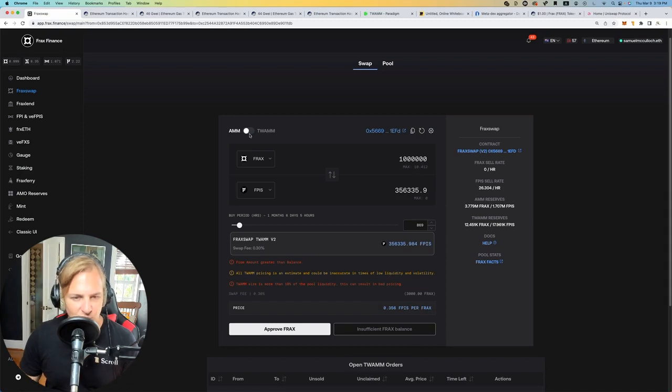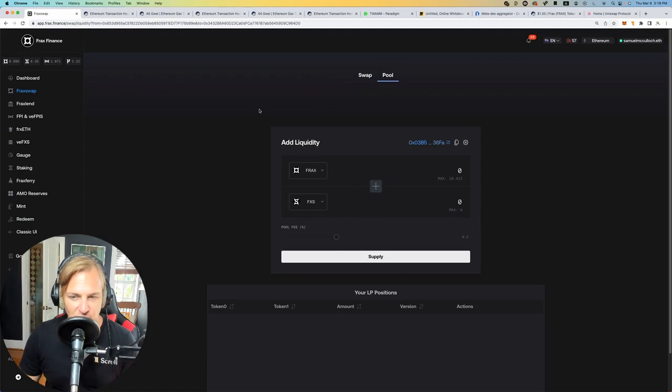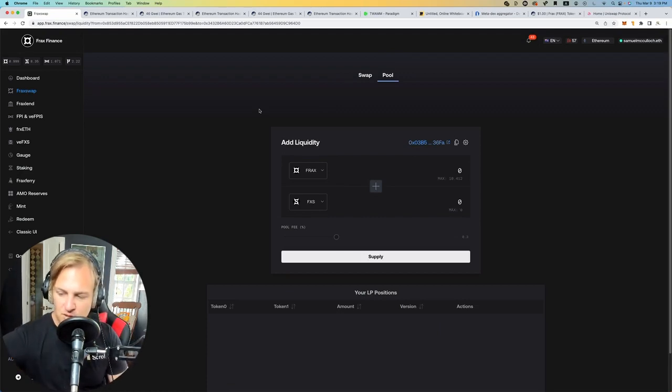So that's going to wrap it up for the AMM and the TWAMM. The last part of FrxSwap is going to be the liquidity portion. Like I was talking about before, the Uniswap style formula requires that you put two assets of equal value to each other into the pool. And we're going to do that here in a second.